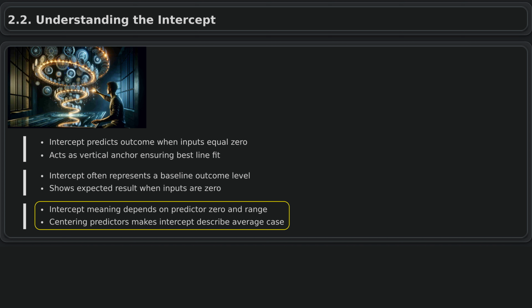When you transform predictors, for example by centering them around their mean, the intercept instead represents the predicted outcome at the average predictor value. Recognizing these details helps you decide whether the intercept has a meaningful interpretation or is simply a mathematical part of the model.